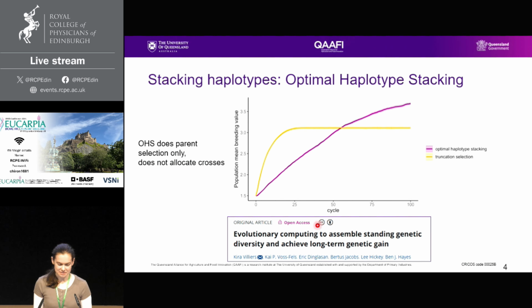But the thinking was, this method, OHS, only chooses parents whose haplotypes could assemble into a really good stack. It doesn't actually tell you how you could stack those together or give you guidance on how you could produce that stack. So the idea of this particular work was, can we come up with a mate selection method that will allocate crosses, that will pair up our parents in a way that'll help encourage us to be able to stack these haplotypes together?